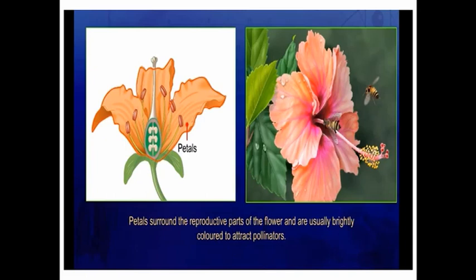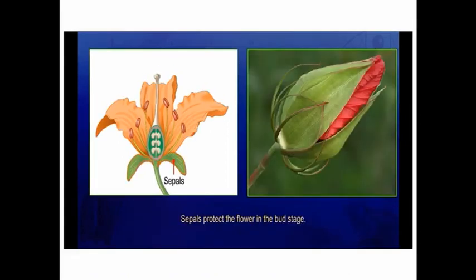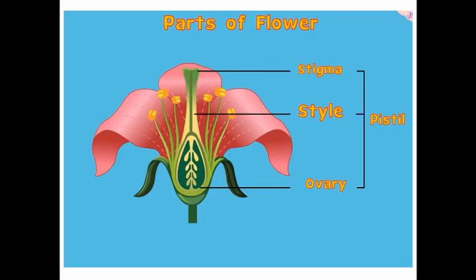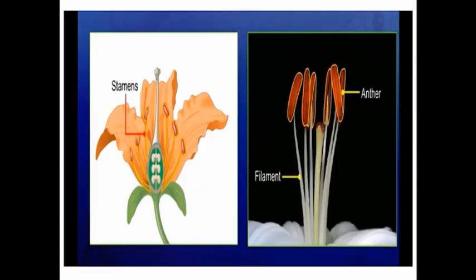Once again, petals are the colored parts of a flower around the center of a flower. Sepals are the outer parts of a flower that enclose a developing bud. Pistil is the female part of a flower that includes stigma, style and ovary. And stamens are the male part of a flower which includes filaments and anthers. I hope you understood the different parts of a flower.